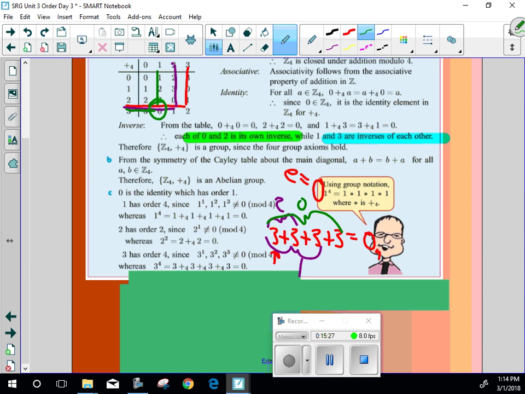Isn't it weird? It's kind of weird on that table, and easy to mess up. So let's try it one more time. 3 plus 3 is 2. Okay, so then 2 plus 3 will give us 1, and then 3 plus 1 will give us 0. That's order 4. Yes?